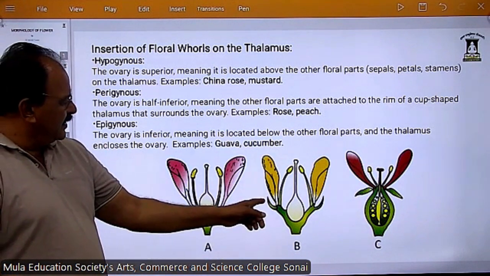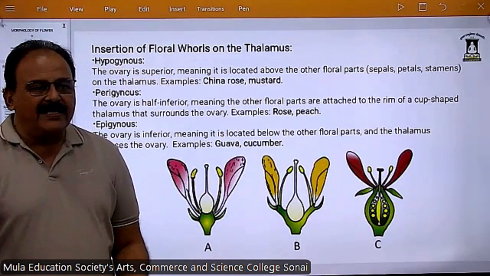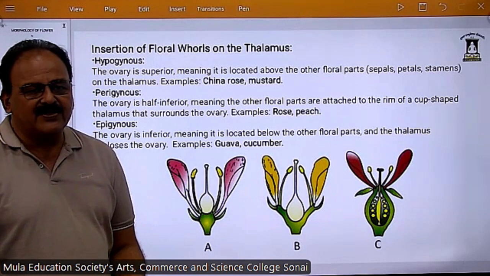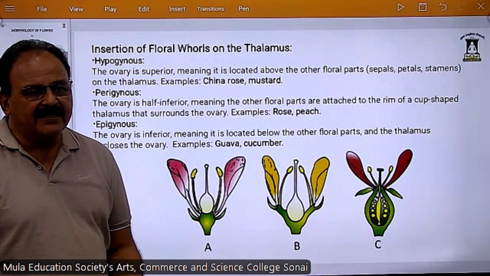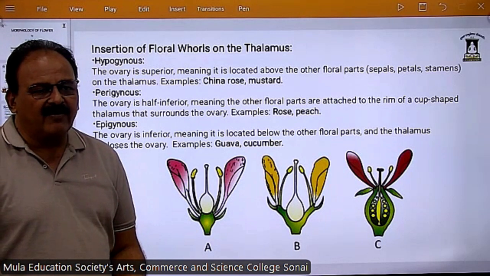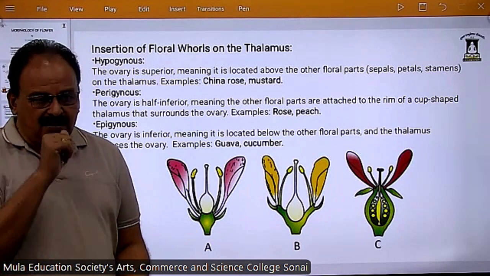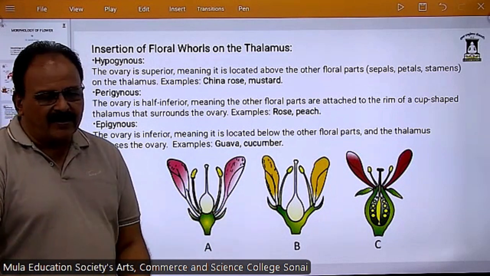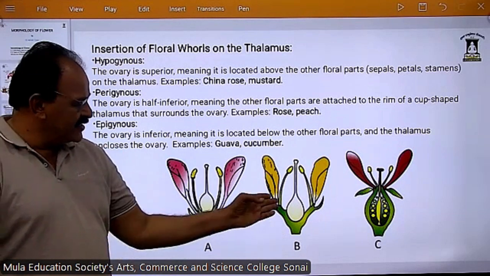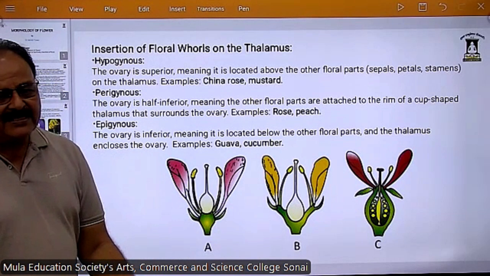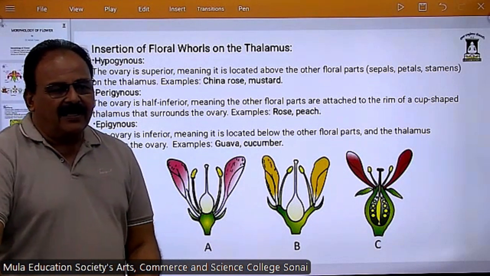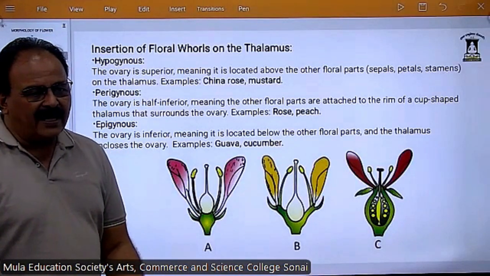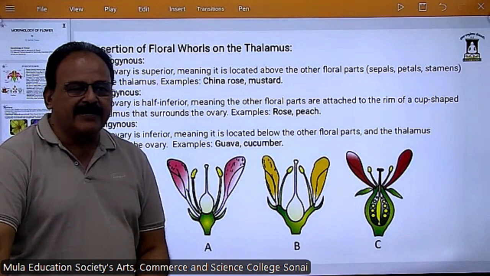Then the second type is perigynous. The ovary is half inferior, meaning the other floral parts are attached to the rim of the cup-shaped thalamus that surrounds the ovary. For example, rose or peach. In rose, all the floral whorls are present on the same line, that is Gynoecium, Androecium, Calyx, and Corolla. So the level is similar, so it is called perigynous, and the ovary is called semi-superior or semi-inferior.